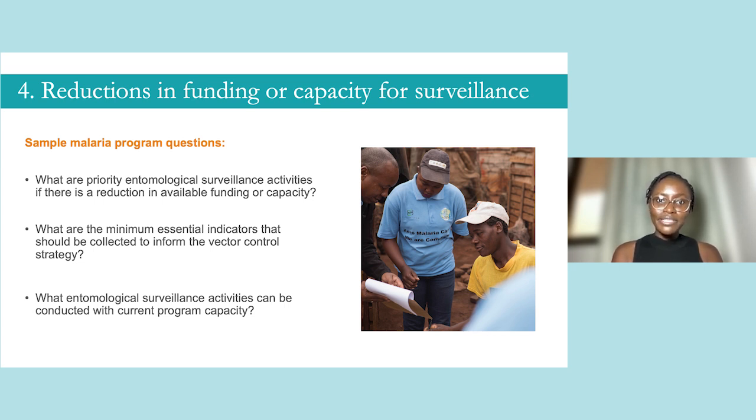What are the minimum essential indicators that should be collected in order to adequately inform our vector control strategy? And what entomological surveillance activities can be conducted with current program capacity? And perhaps what additional activities could be conducted with support from research or implementation partners?